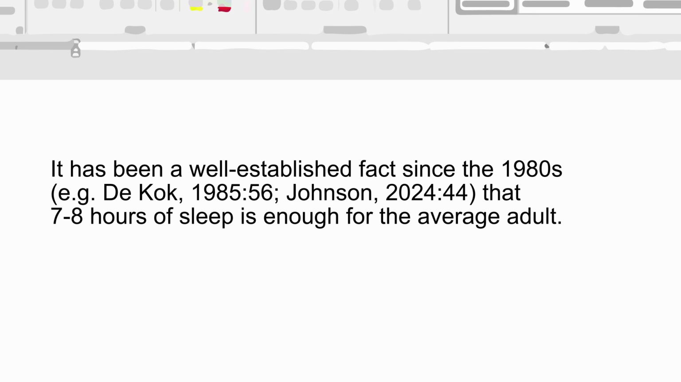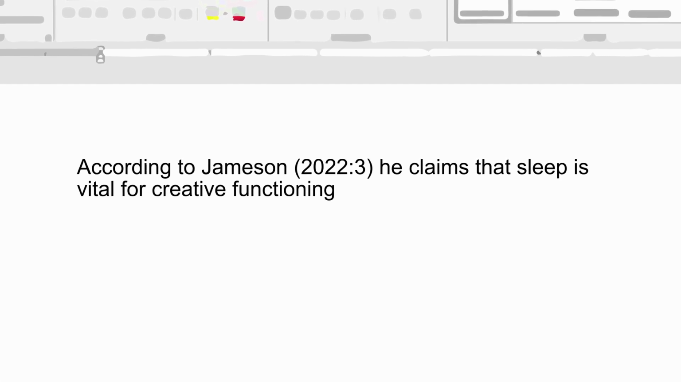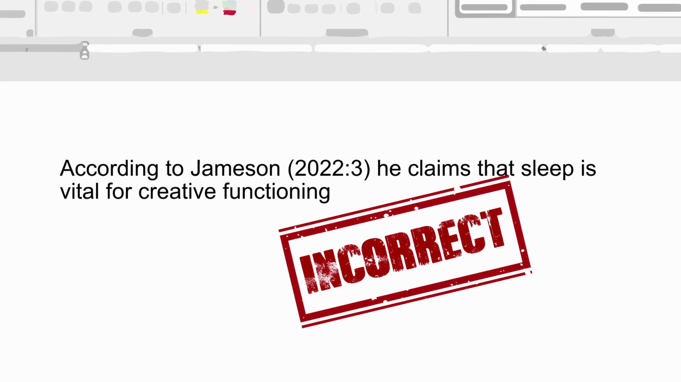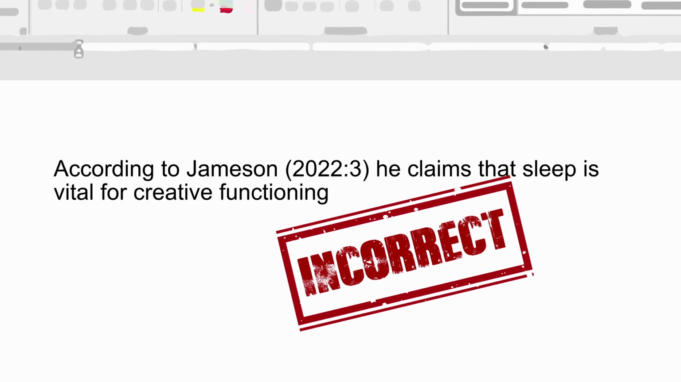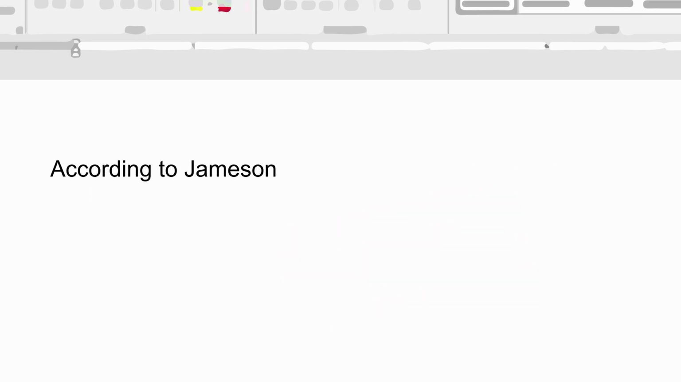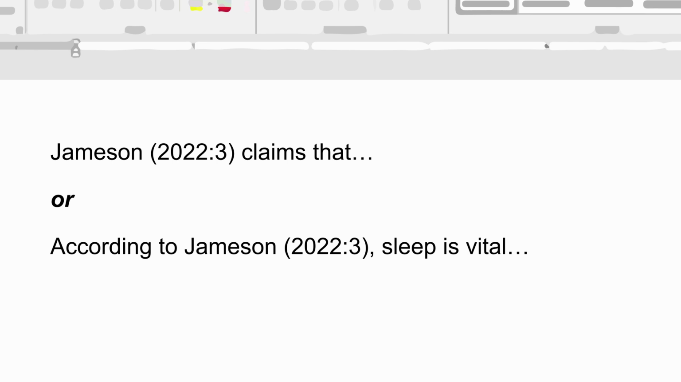I also need to double-check my sentence structure when I refer to a source. Can you spot my mistake here? This sentence does not make sense at all. I used too many words to initiate my reference. So, it must either be Jamison (2022:3) claims that, or, according to Jamison (2022:3), sleep is vital.